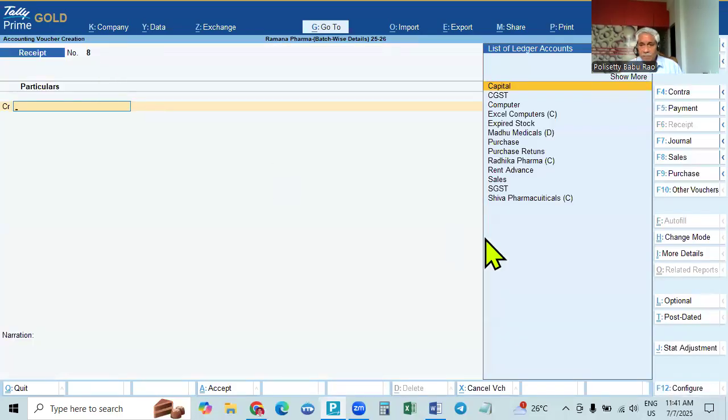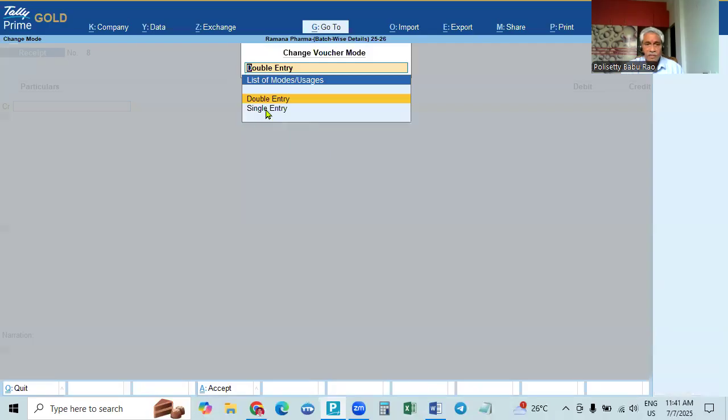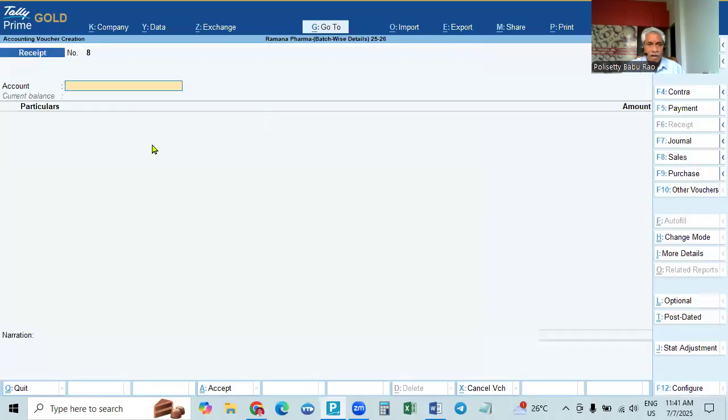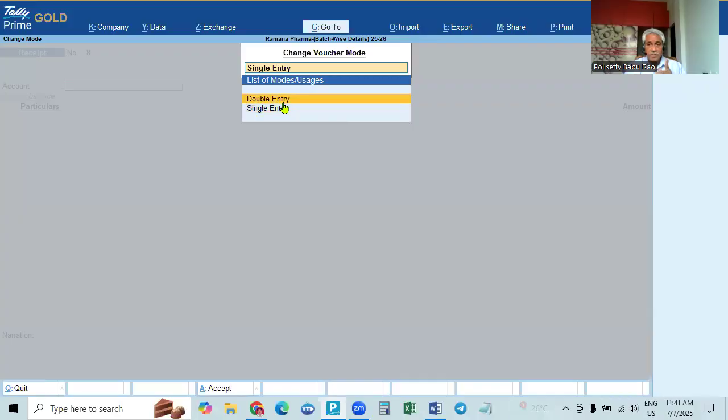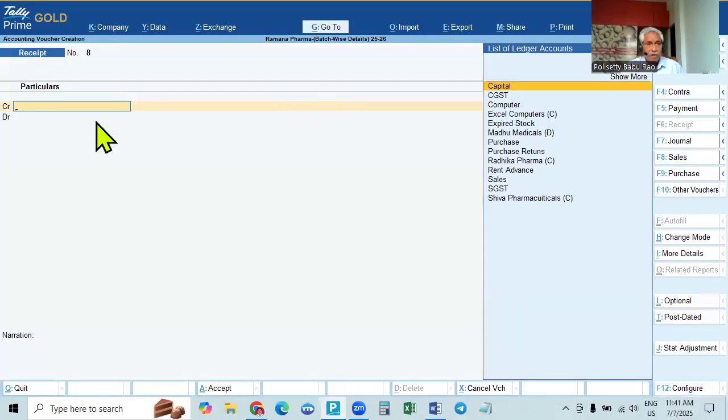Sometimes there is single entry and double entry. Single entry means one ledger above and one ledger below, with one debit and one credit, but debit and credit are not shown. Double entry means both entries, debit and credit, will be shown here.